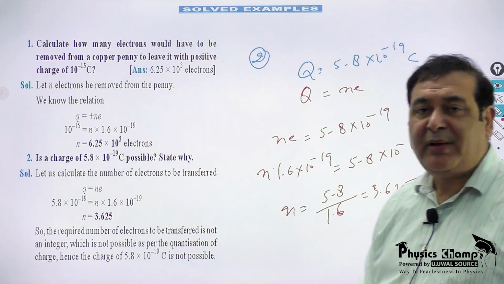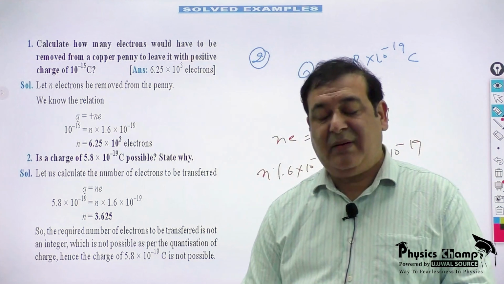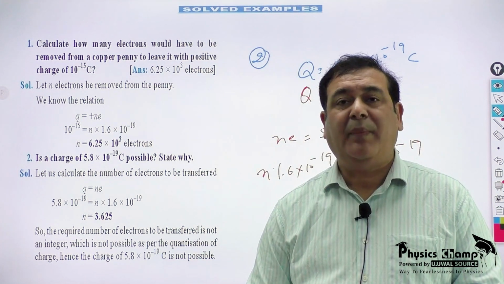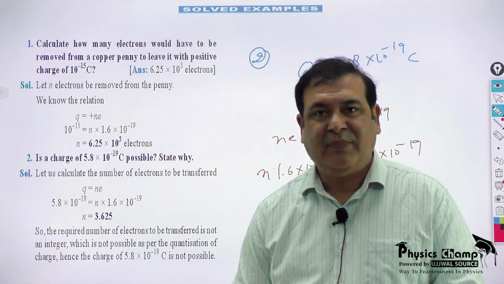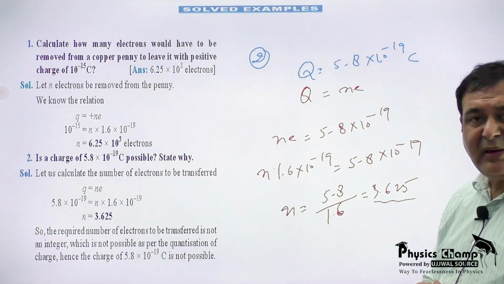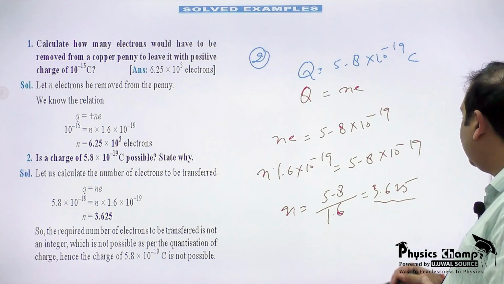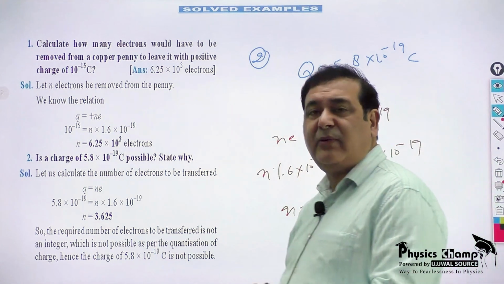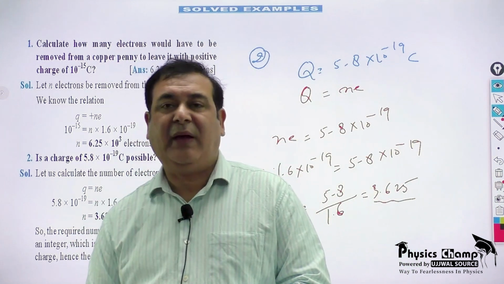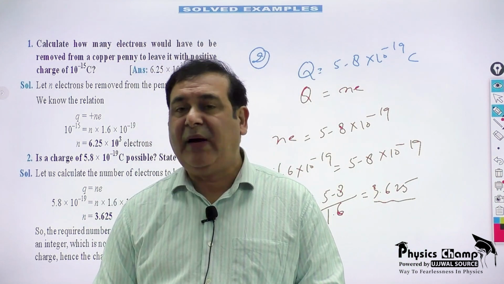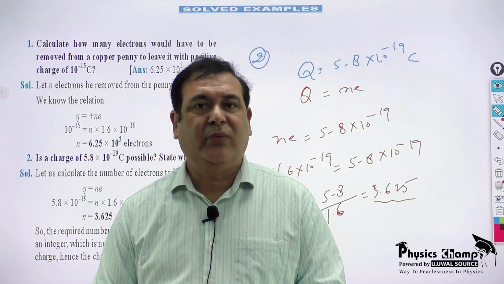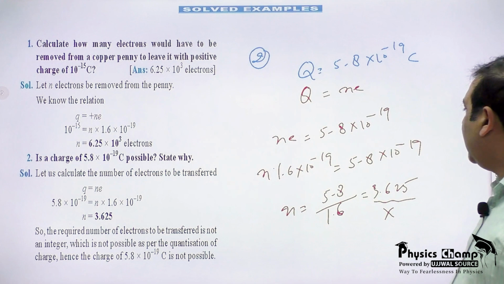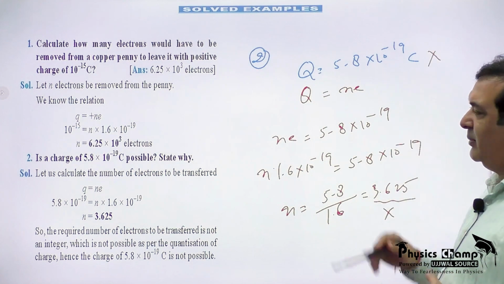Now what should be your answer? Is it following the quantization property of electric charge? Is this value of N an integer value? The answer is no. We cannot have a shift of 3.625 electrons, either gain or loss. It will be either 3 electrons or 4 electrons or 5 electrons. So this amount of charge is not possible.